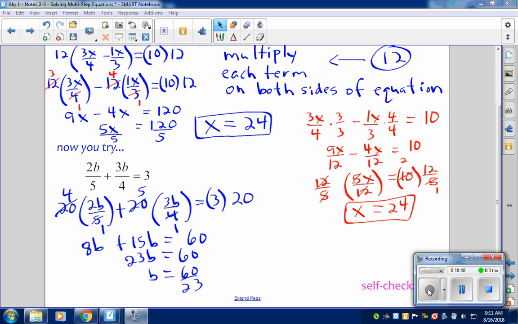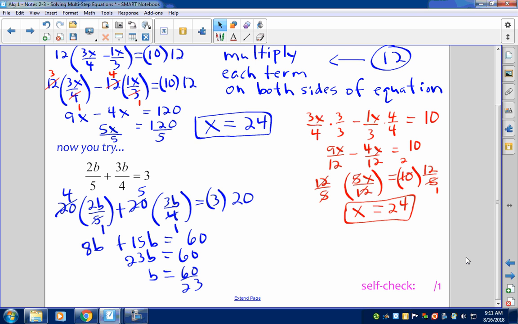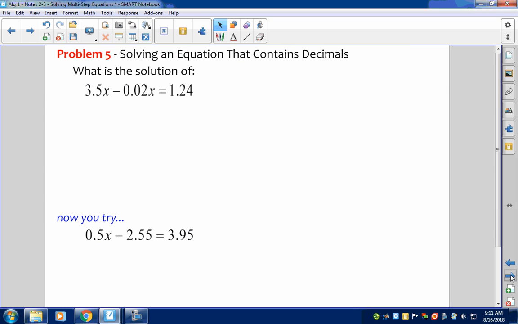Right, so it should be 60 over 23 for the try problem. You have 60 over 23. Just leave it like that. All right, solve an equation that contains decimals. So there will be some with decimals in it. You might want to use your calculator on this one.